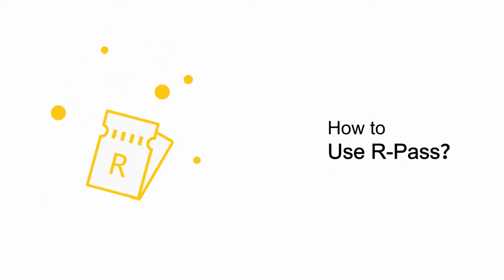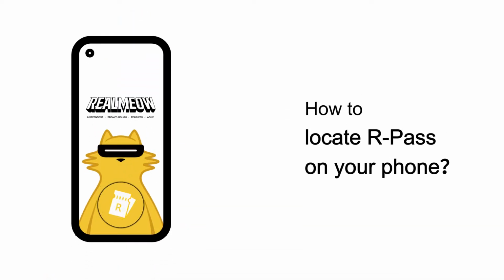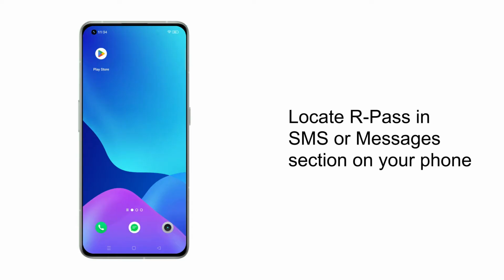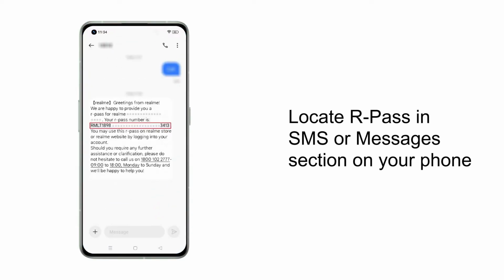How to use RPass. RPass is a purchase privilege that ensures you can buy hot sale realme products. It is designed for realme fans' continuous support. How to locate RPass on your phone. You can locate the RPass in SMS or Messages section of your device.